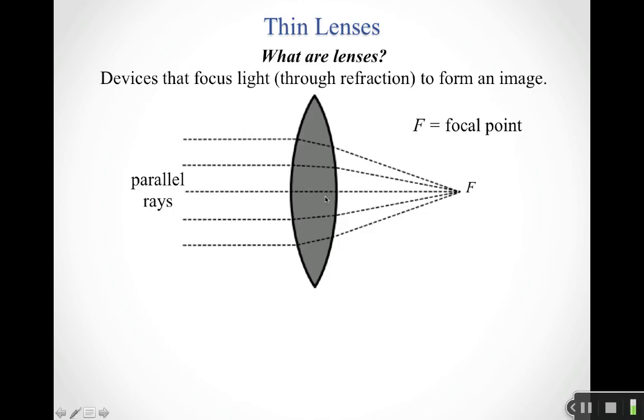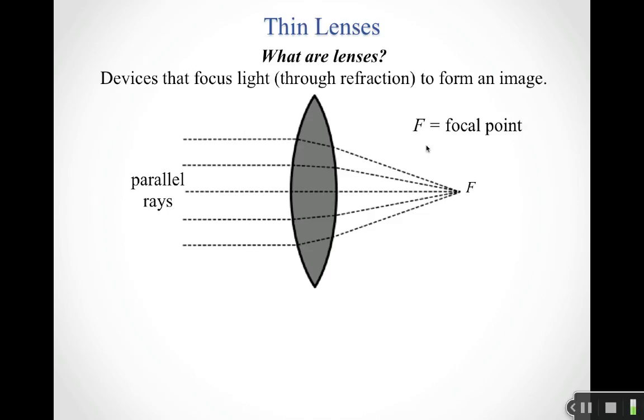So notice here's a situation where I've got a lens and I've got light coming in, and what you're seeing is that light gets bent at this side of the lens, it gets bent again at this side of the lens, and so at the end of the day I end up with an image that's being formed due to that refraction.